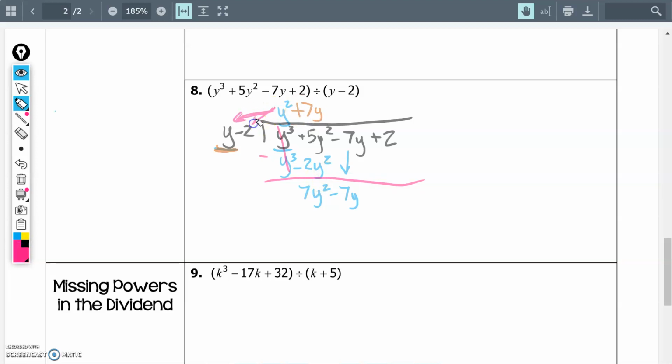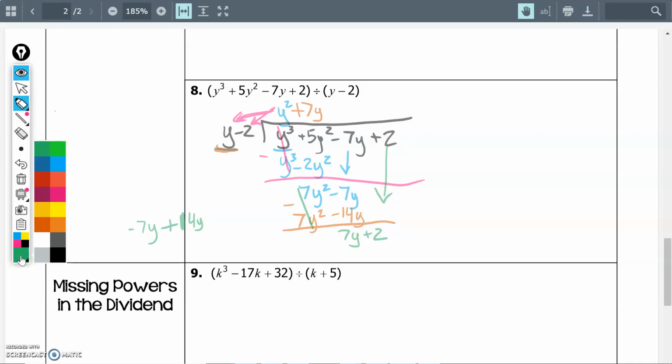Do this multiplication again. 7y times y is 7y squared. 7y times negative 2, negative 14y. Do the subtraction here. Just cancel. So then we have negative 7y minus a negative 14y. It's just like adding. So we're left with a positive 7y. Bring down the last term of a positive 2, and we have to go through this process one more time.